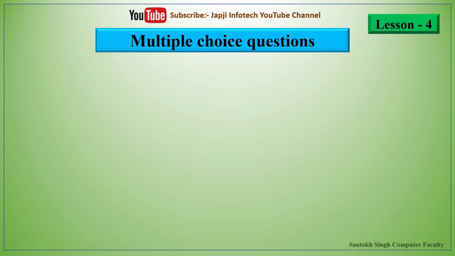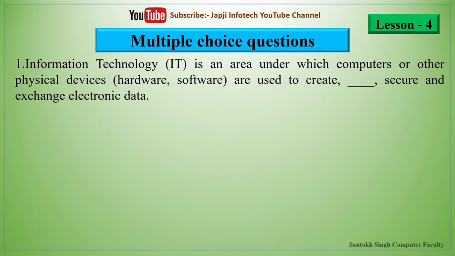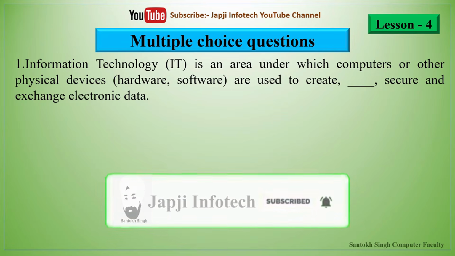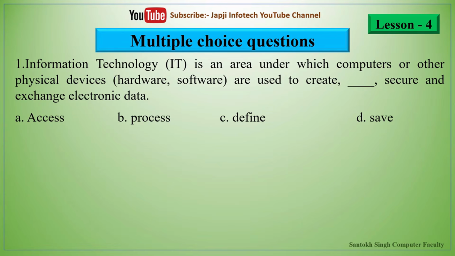So we will now learn about multiple choice questions in lesson number 4. The first question is, information technology is an area under which computer or other physical devices are used to create, secure and exchange electronic data, and their options are access, process, define and save. And the right answer is, information technology is an area under which computer or other physical devices are used to create, process, secure and exchange electronic data.